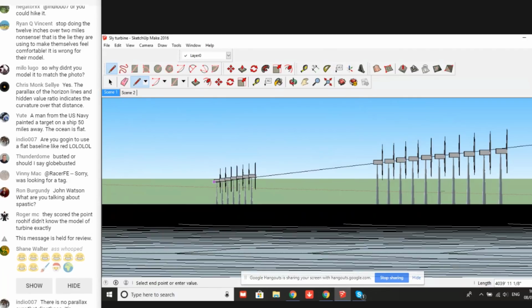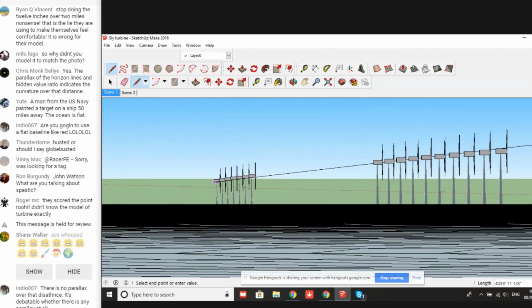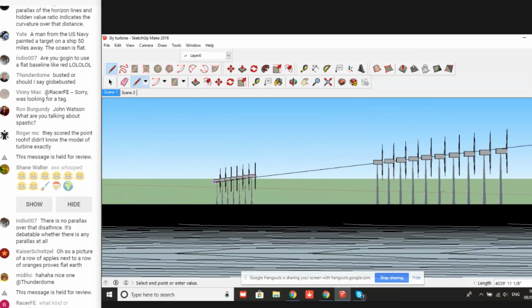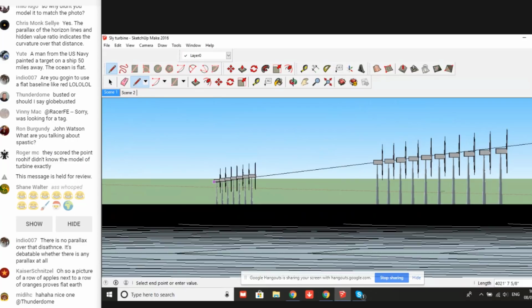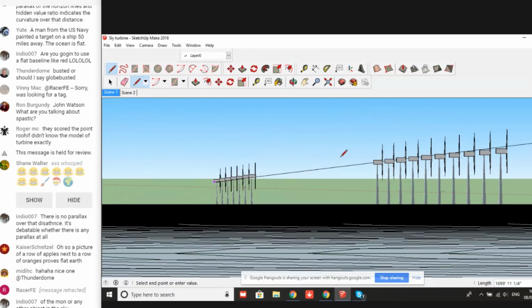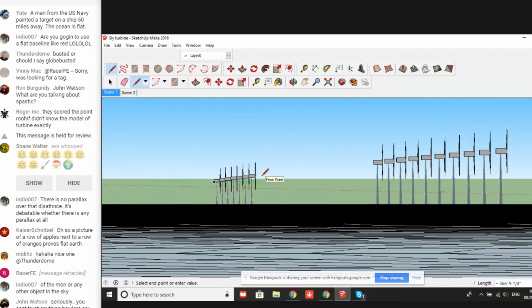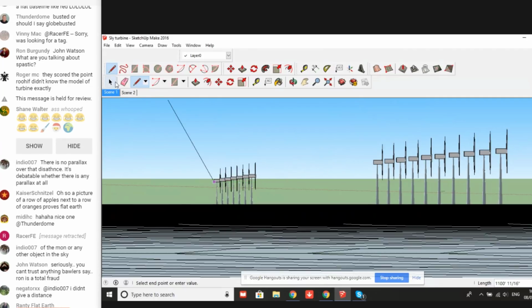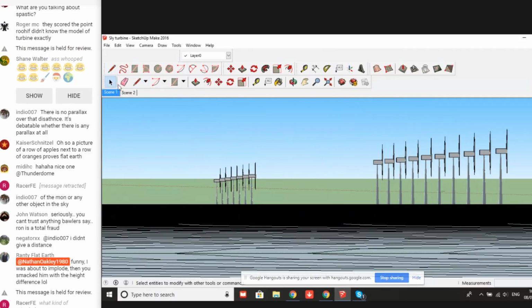So the ones in the near foreground are, I think, let's have a look, 75 metres to the hub. Yeah, he's got it in the video description. The 90 metres ones are the ones further away. So they're 90 metres in the background, 75 metres in the foreground. So we'd need to change the heights of these turbines. Well, that's annoying.